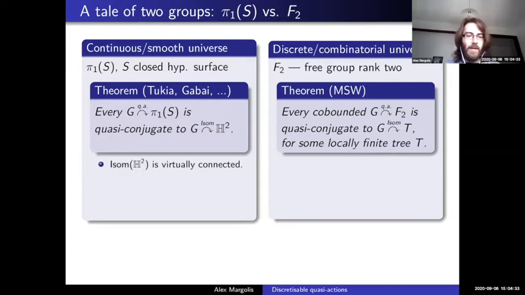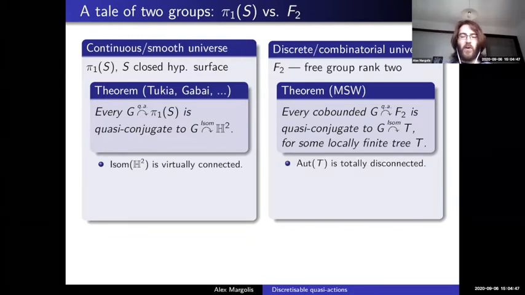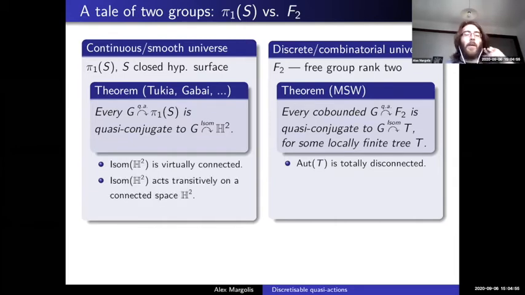And some more ways of illustrating this qualitative difference. The isometry group of H2 is a Lie group. It has a finite index subgroup which is connected, whereas the automorphism group of a tree with the standard topology, the compact open topology, is totally disconnected. The isometry group of H2 acts transitively on H2, which is a connected space, whereas although a tree is connected, if you look at the action, it sends vertices to vertices, and you have discrete orbits.